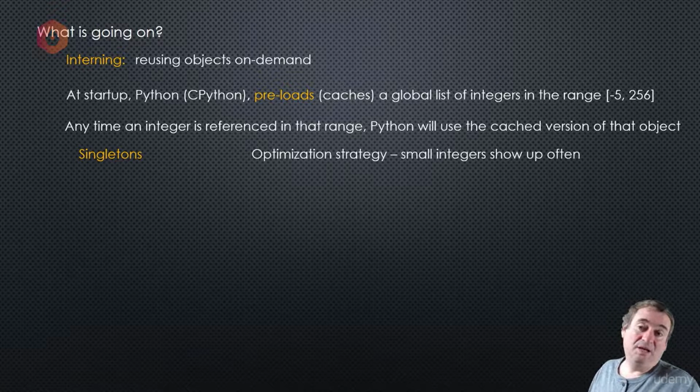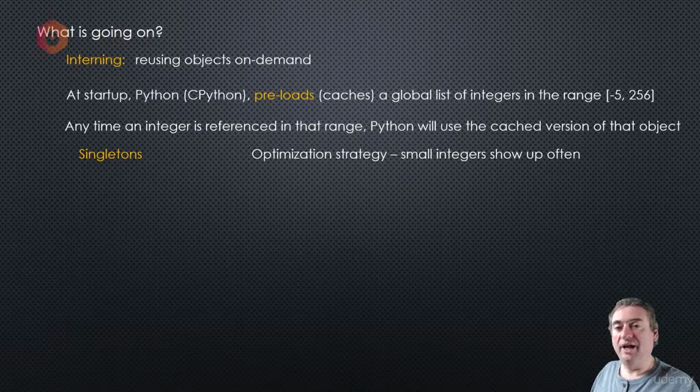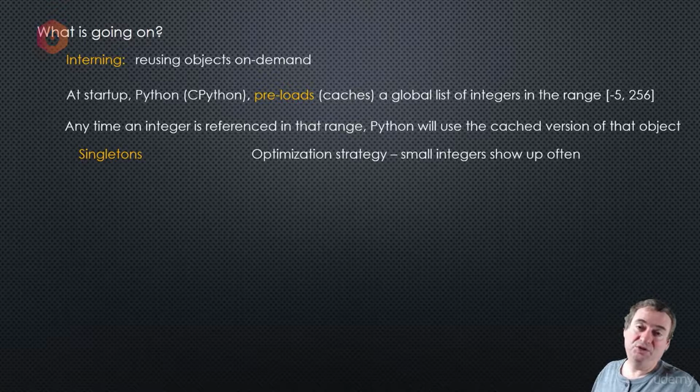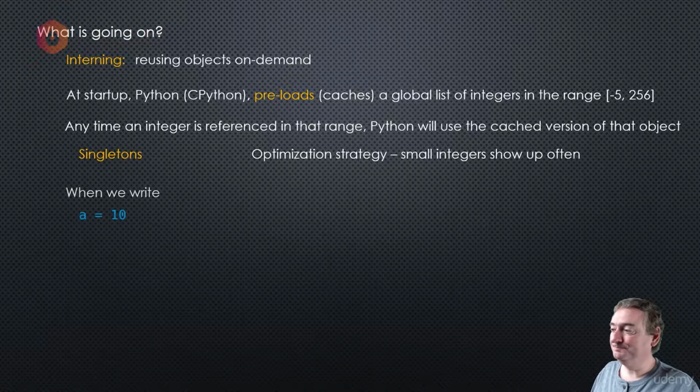Why do this? Well, it's an optimization strategy. Small integers show up relatively often in our code, and so Python decides, okay, I'm going to pre-cache a certain range of integers. You obviously don't want to pre-cache too many, because now you're starting to incur memory overheads. This happens at startup, so startup may take too long if you try to cache too many, and there's a point of diminishing returns. But they decided that -5 to 256 was a pretty good cross-section of interning.